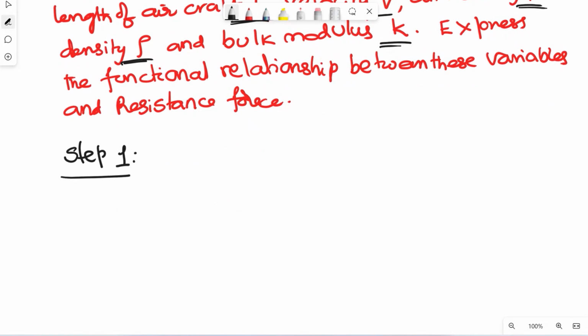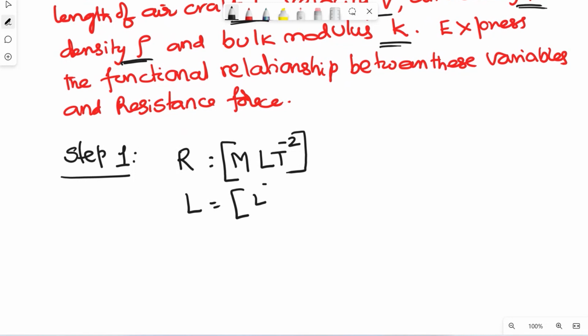So now what is step one for me? First, dimensions writing. What are the variables I have taken? For example, R. R is force. Force is nothing but mass into acceleration. Mass is M. Acceleration is LT minus 2 basically. Second one is aircraft length. Aircraft length's dimension is L. Third one is the velocity. Velocity is LT minus 1. That means it is distance divided by time.